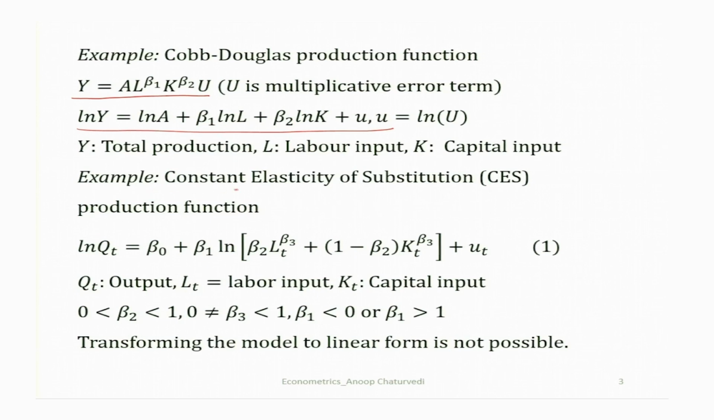Now, we consider this example of the constant elasticity of substitution, CES production function. In the CES production function, we take log Q t equal to beta 0 plus beta 1 log of beta 2 L t to the power beta 3 plus 1 minus beta 2 K t to the power beta 3, plus U t. Now, here you have the parameters in non-linear form. So, even though we have taken the log transformation, you can't reduce the model into the form of a linear model. Here Q is the output, L is the labor input, K is the capital input. In this model, we assume that beta 2 lies between 0 and 1 and beta 3 is less than 1, and beta 1 is less than 0 or greater than 0, depending upon your conditions.